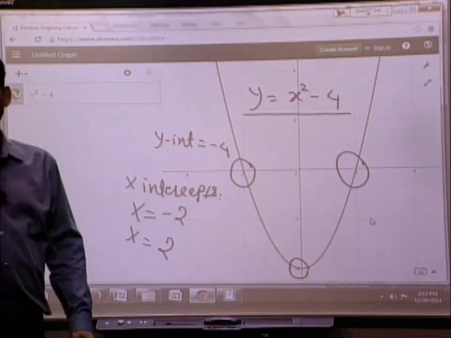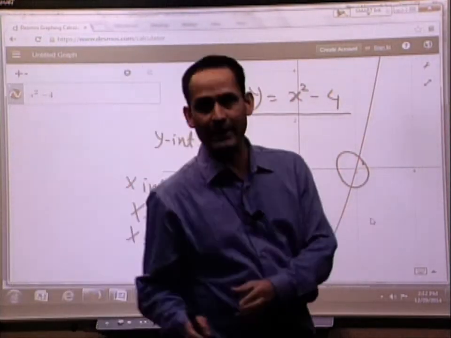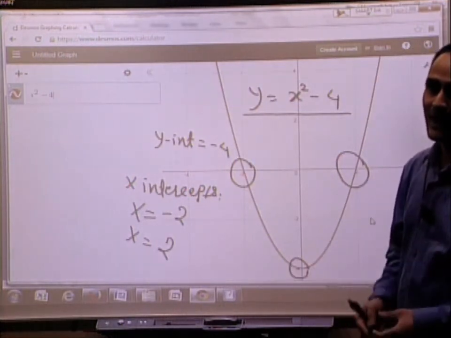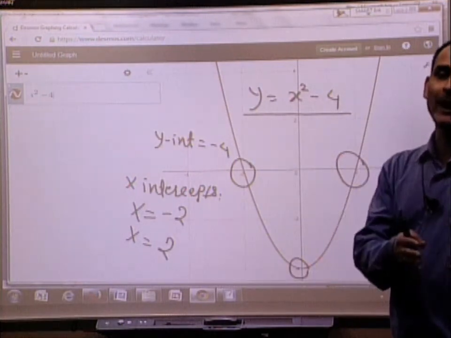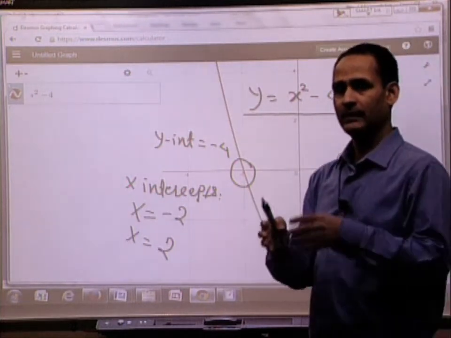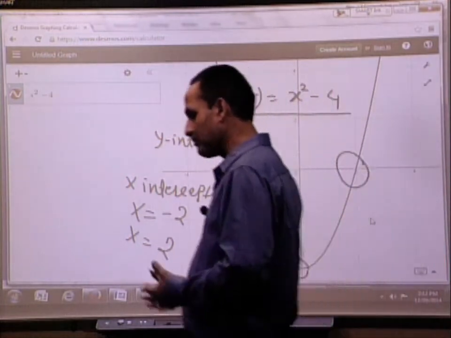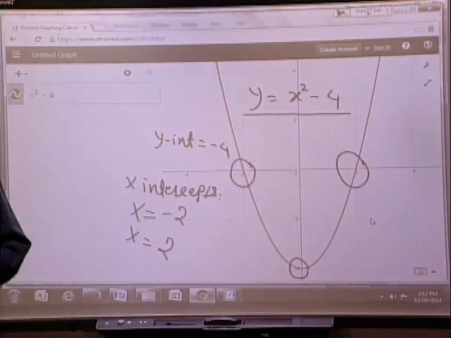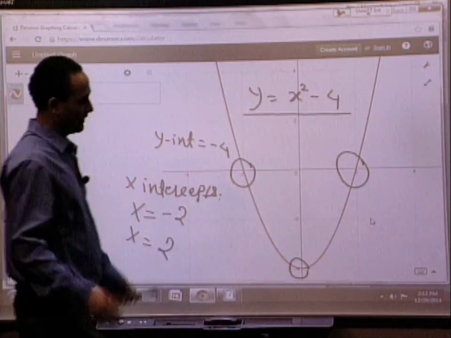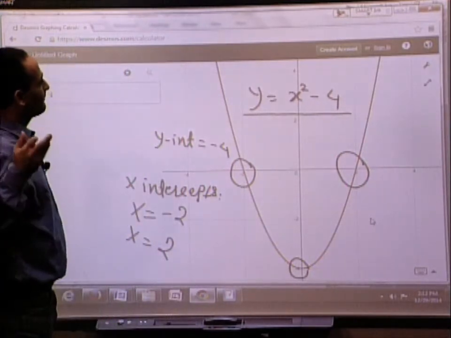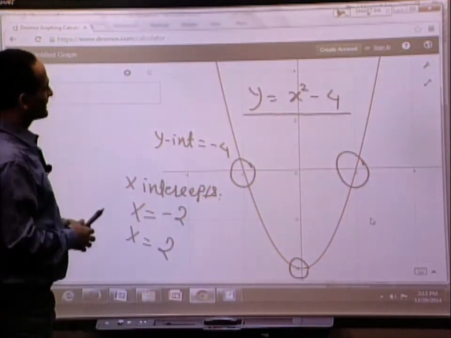So once we have a graph, we can identify the x- and y-intercepts of the graph. X-intercept means the x values wherever the graph intersects the x-axis. Y-intercept means the y value of the point where the graph meets the y-axis. We can see some more properties of the equation using this graph.